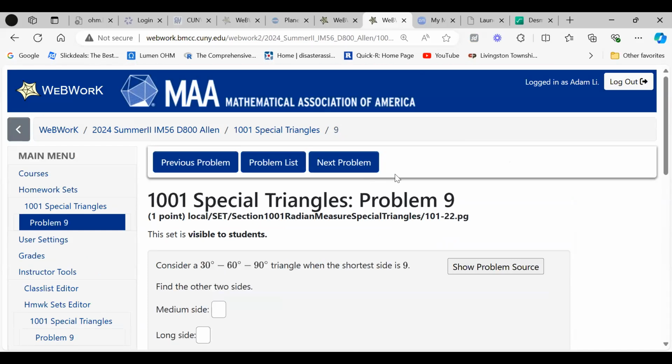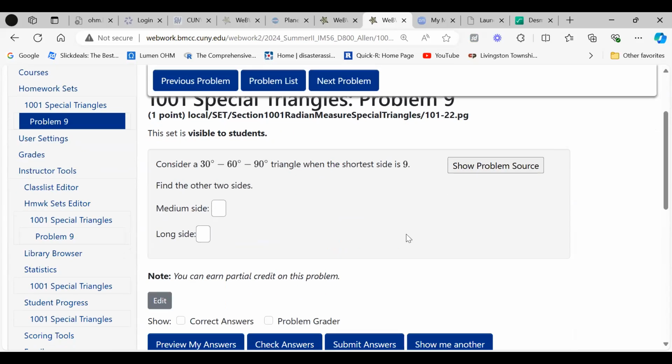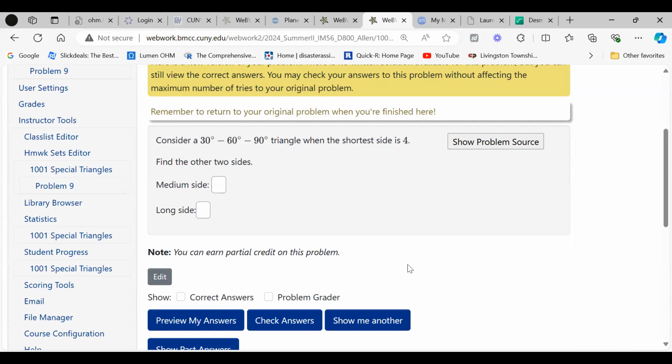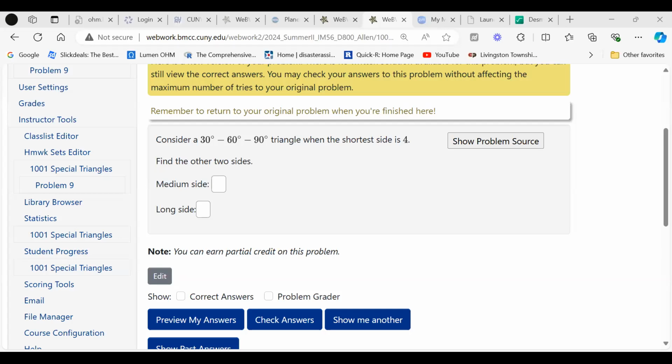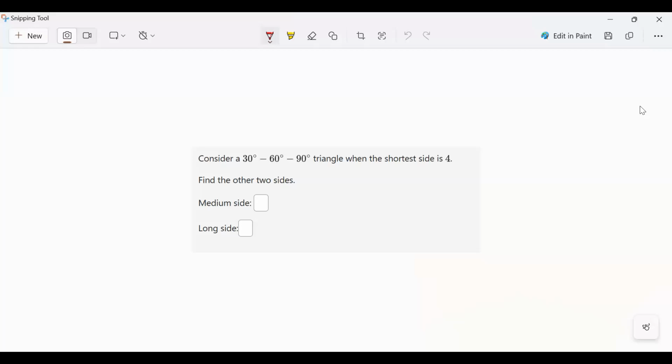All right, let's try this. Consider a 30, 60, and 90-degree triangle when the short side is 4 units. You guys try this. We did something similar earlier. So give it a shot. Find out the other two sides: medium side and long side.